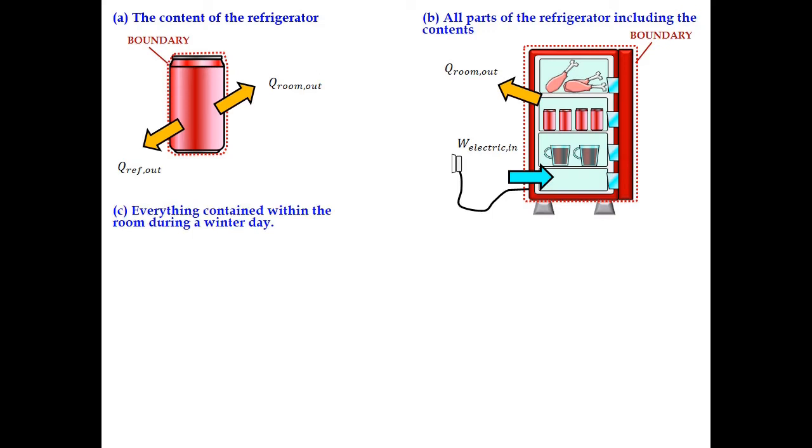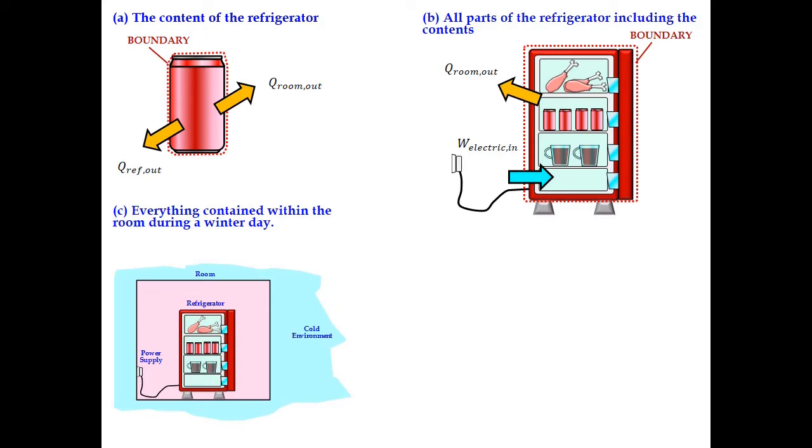Okay, the third case is everything contained within the room during a winter day. So now we need to consider the surrounding, the cold environment. So this is the schematic diagram. We have a room, and inside the room we have the refrigerator, and outside the room we have the cold environment due to the winter day. So we need to select a new boundary that includes the room and whatever content is inside the room. So the energy involved is the heat released to the surrounding due to the temperature difference.